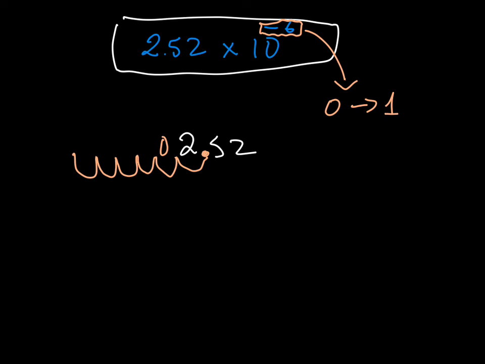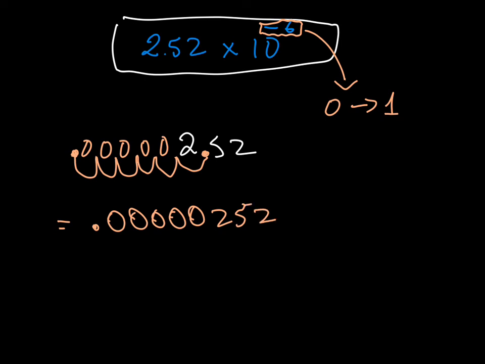And we're going to fill in our place zeros. And then we're going to end up with the decimal place here. So we get the number 0.000000252. Hence the need for scientific notation so we don't have to write and say all those zeros.